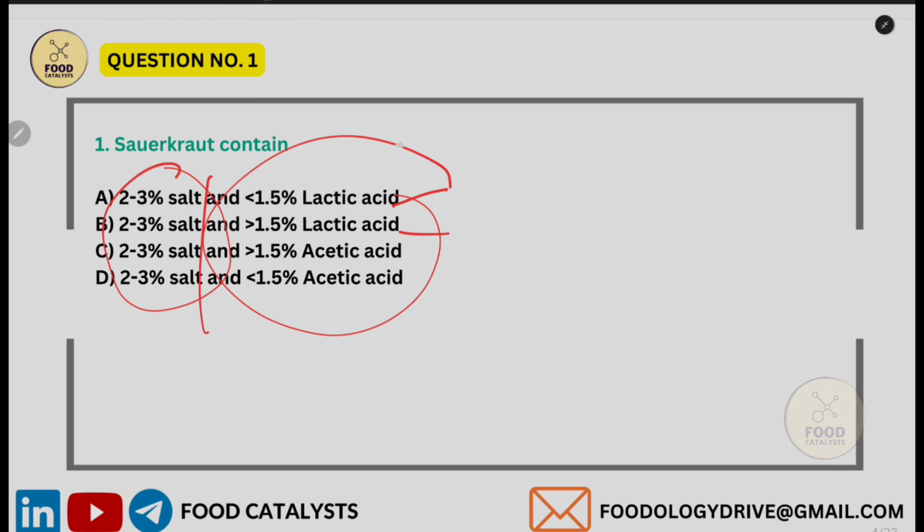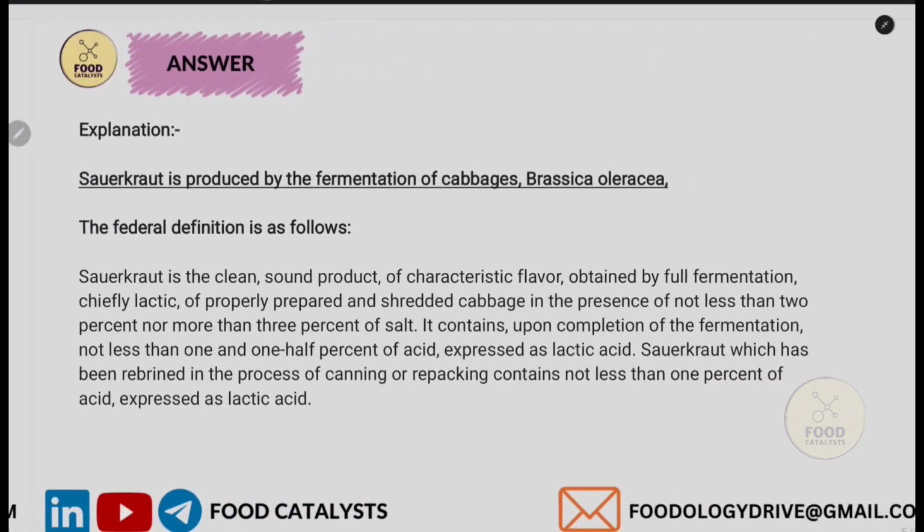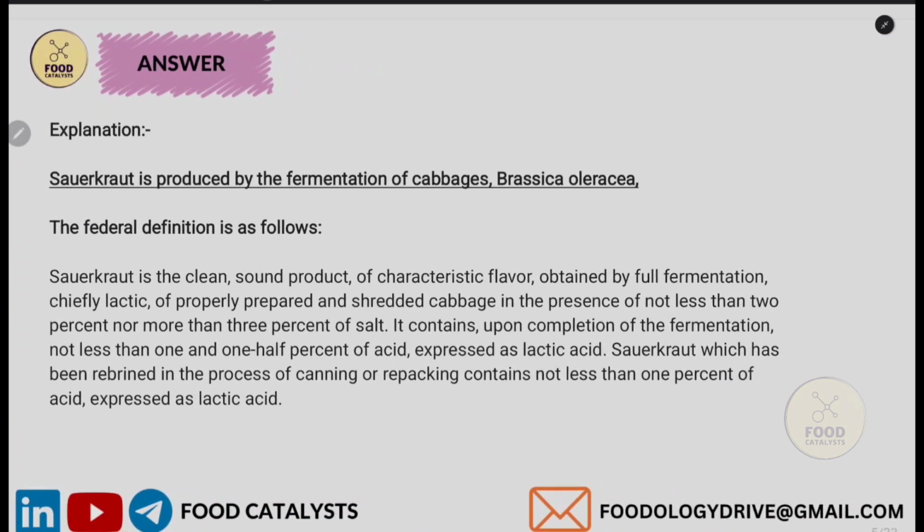The question is simple. We need to say whether it has acetic acid or lactic acid first of all, and we need to say whether it should contain less than 1.5% or more than 1.5%. So let's understand the question, shall we? So what is sauerkraut? Sauerkraut is basically fermented cabbage, and we will say that as Brassica oleracea.